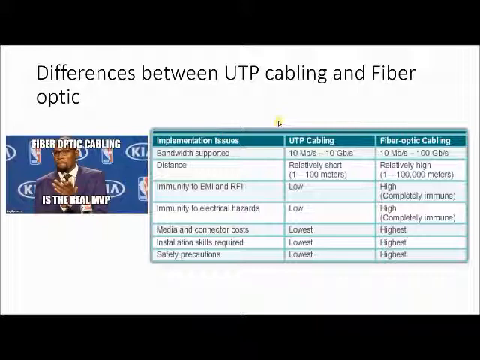Fiber optic has complete immunity to electromagnetic interference and radio frequency interference, and it has immunity to electrical hazards, contrary to UTP cable, which has a high probability of these interferences and hazards happening. The media and connector costs, the installation skills required, and the safety precautions are really high in fiber optic cabling. It is a lot easier to install copper cabling. It is also less expensive.